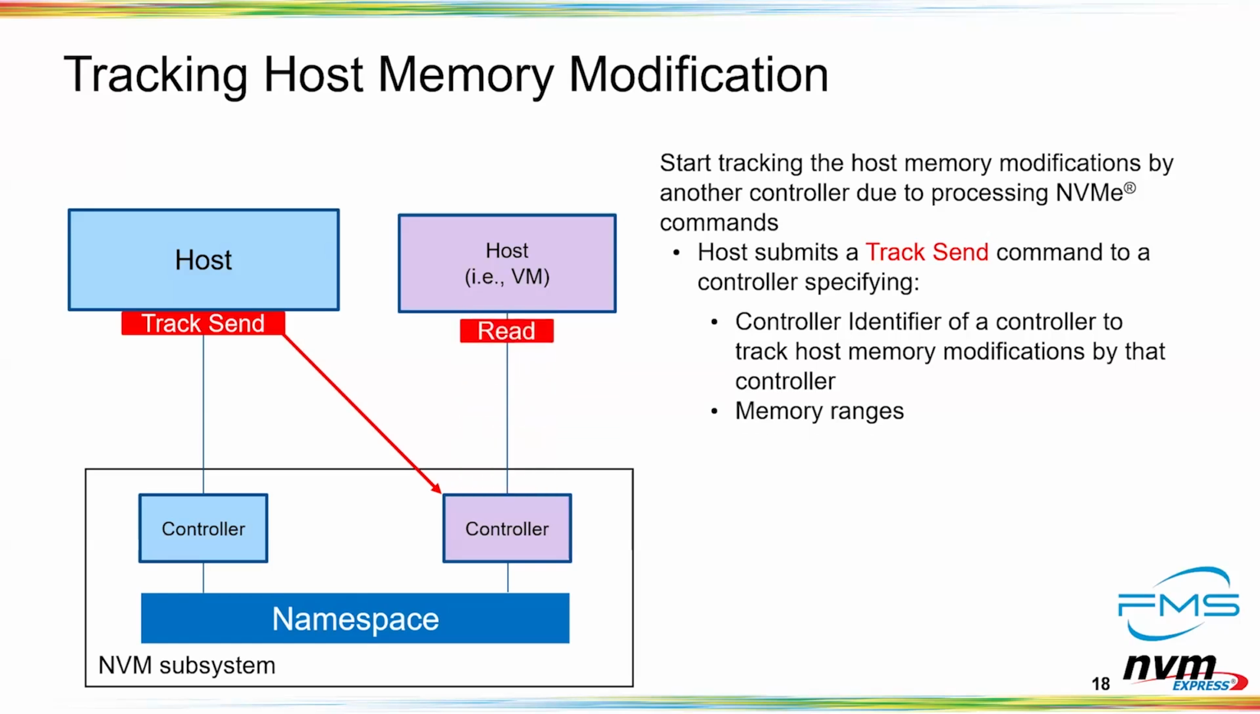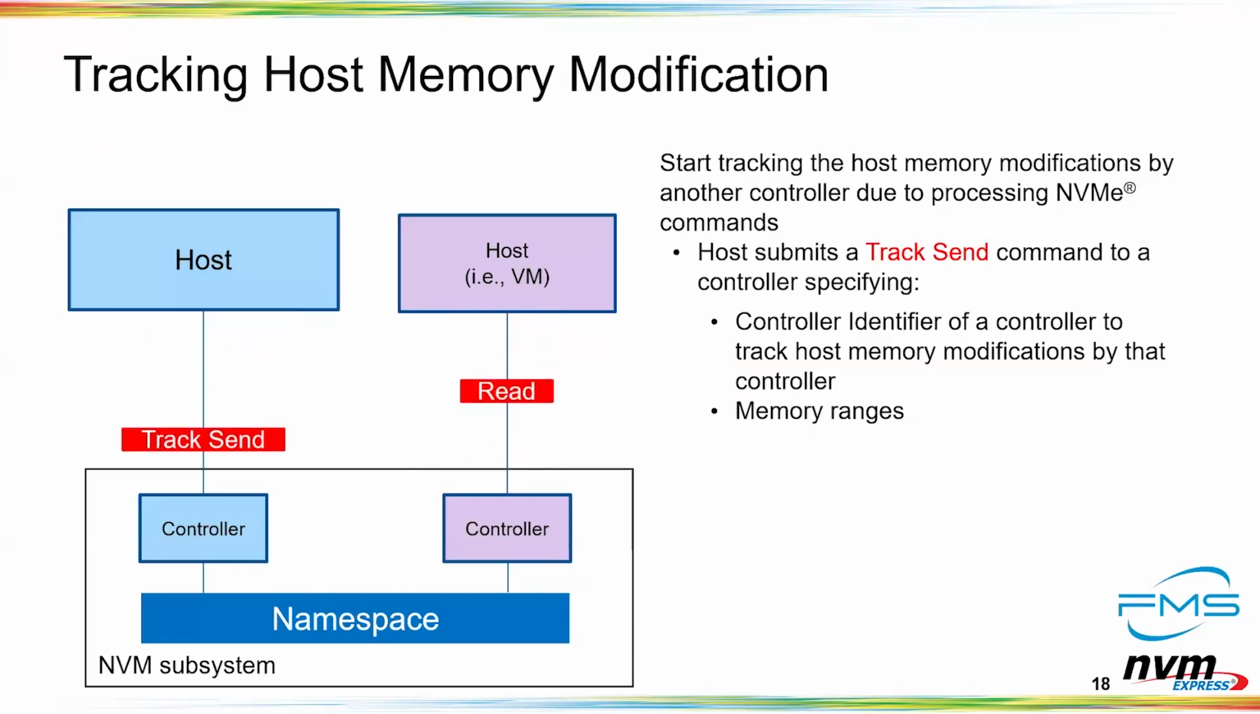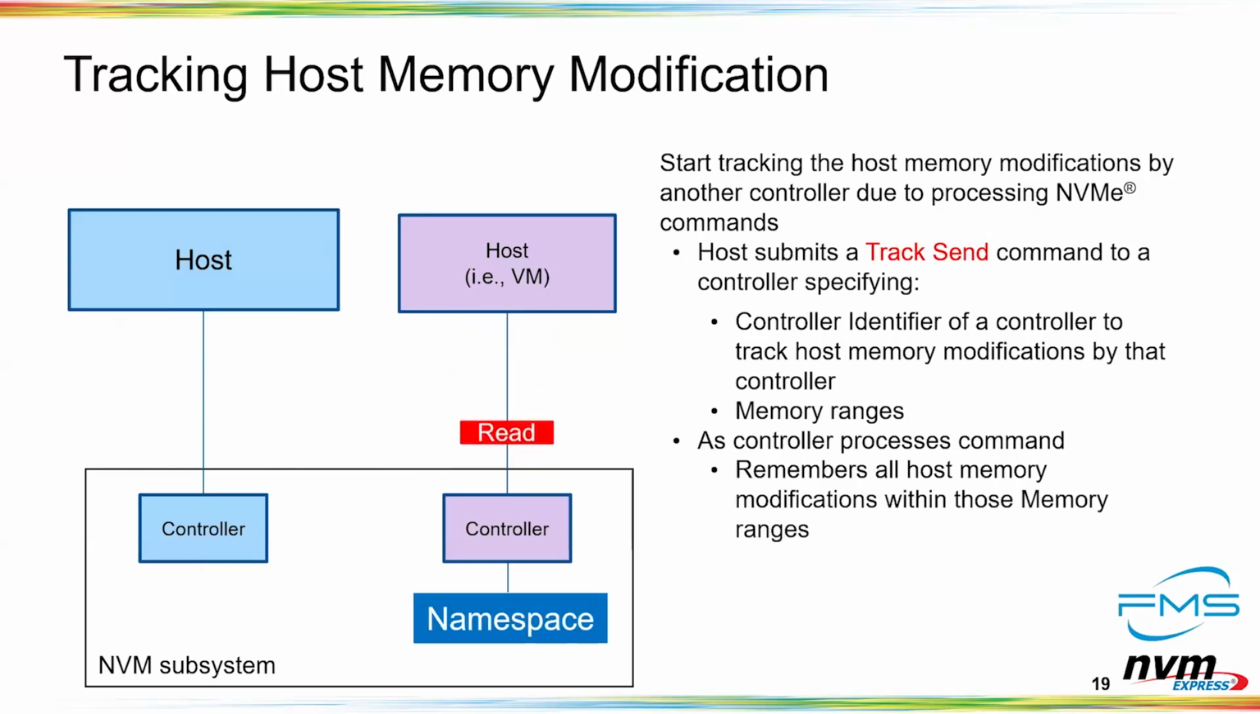And the track send command has a set of memory ranges, and those memory range addresses are under the same viewpoint as if they were the addresses that are in the read command. It's not tied to addresses associated with the blue host and blue controller. They're the addresses associated and used between the VM and the controller where the reads are happening. So when the track send command comes in, you're telling that controller to start tracking all of the commands that are affecting host memory. And if they're within the ranges from the track send command, then I want you to remember them.